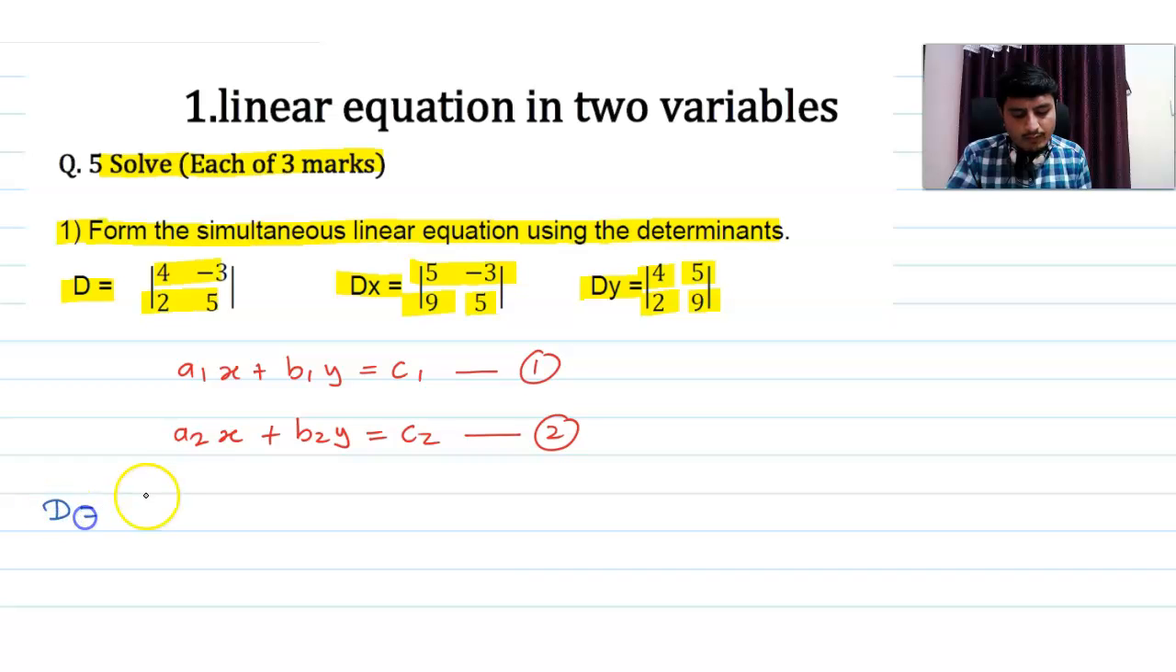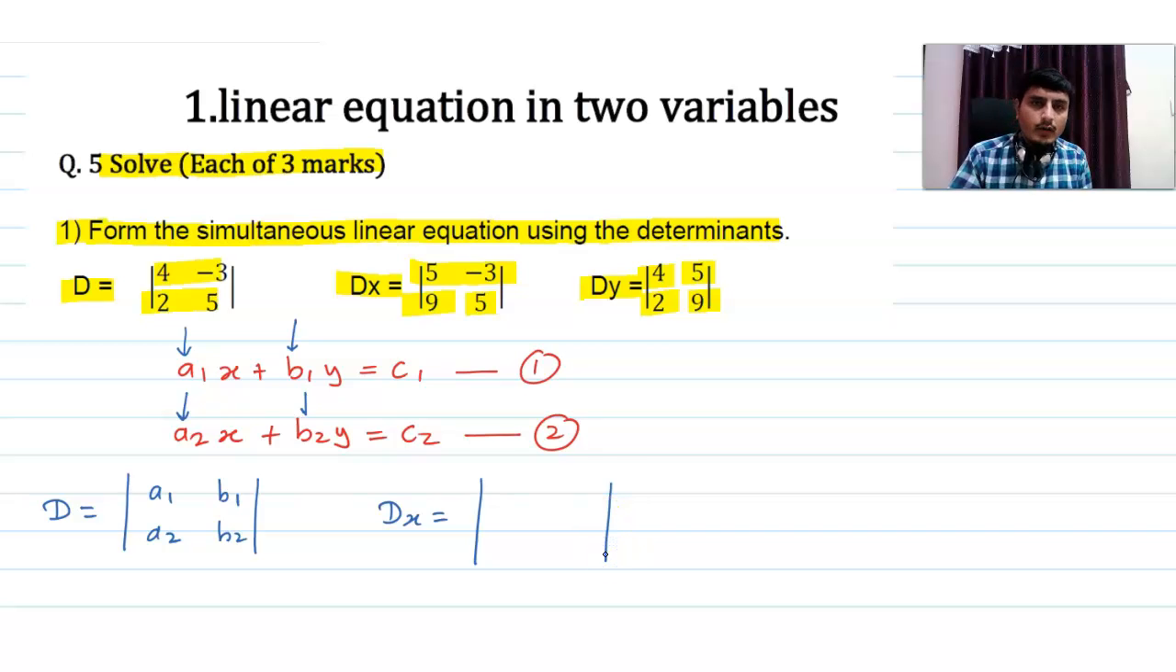To find the value of determinant D, which is of order 2, the entries under determinant D are the coefficients of variables x and y from equations 1 and 2, that are a1 b1 a2 b2. Now to evaluate determinant Dx, again of order 2, what shall we do? Replace the coefficients of variable x in D by the constants c1 and c2, so we get c1 c2 as the first column of Dx, and b1 b2, the coefficients of variable y from both equations, remain unchanged from D.